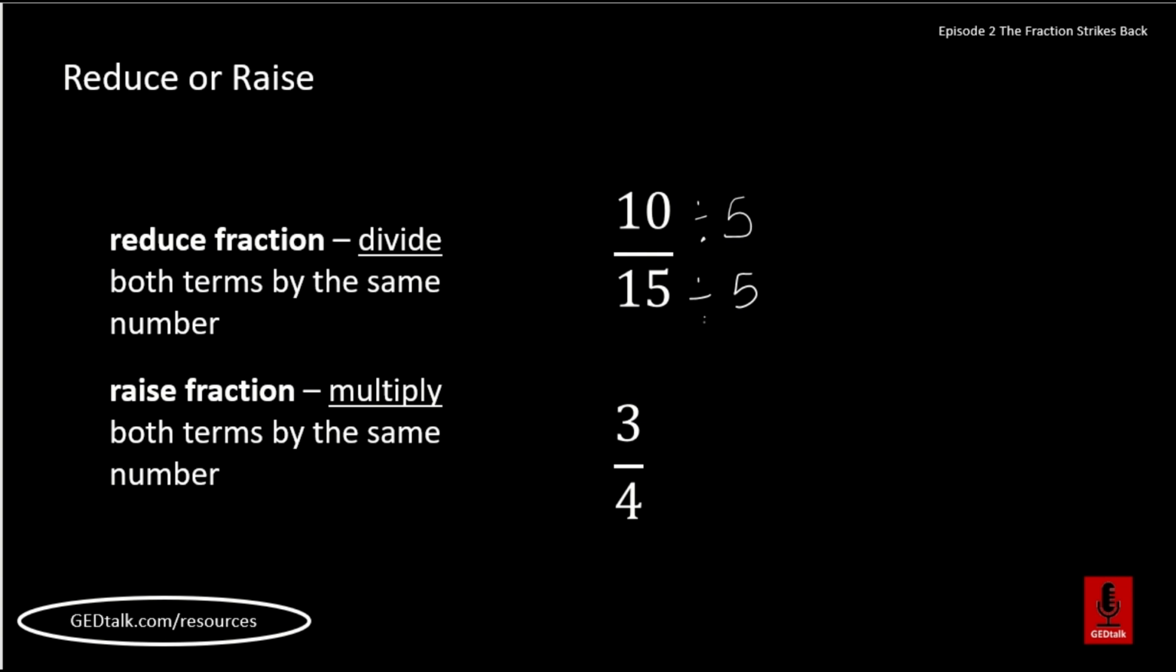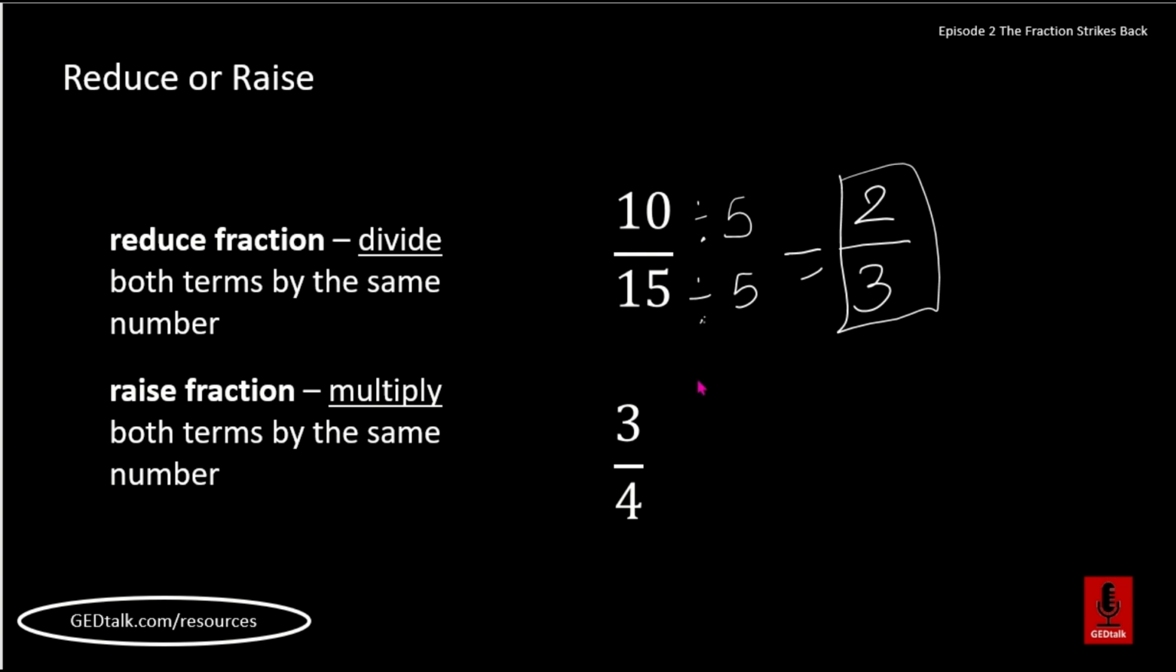So 10 divided by 5 is going to give me 2. And then 15 divided by 5 is going to give me 3. So 10 over 15 is the same value as 2 over 3, except 2 over 3 is in the reduced form of this fraction. And notice that we were dividing, folks.